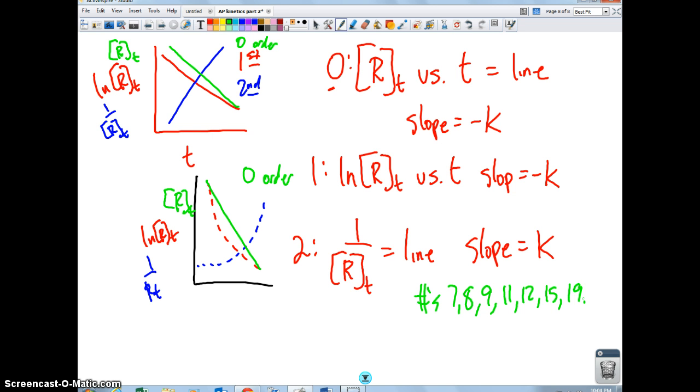There's one more thing that we need to talk about with these integrated rate laws. We'll talk about that hopefully in class on Wednesday or Friday, depending on if we have enough time.